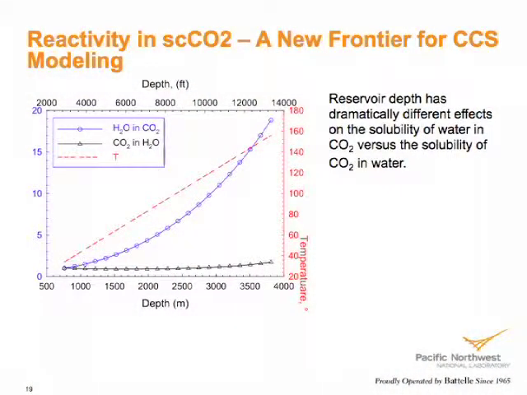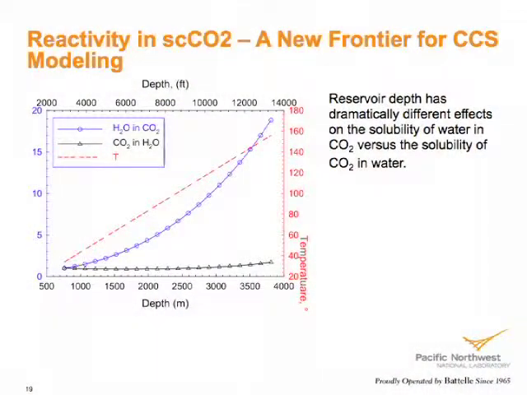Okay, I'm going to dive down just a little bit further now into getting to smaller and smaller scales before we come back up. But I'm going to give you a little example of some new things that we've been discovering out at the lab. And this has to do with reactivity of supercritical CO2 with different materials. And this is something that's really only come to light in the last year and a half.